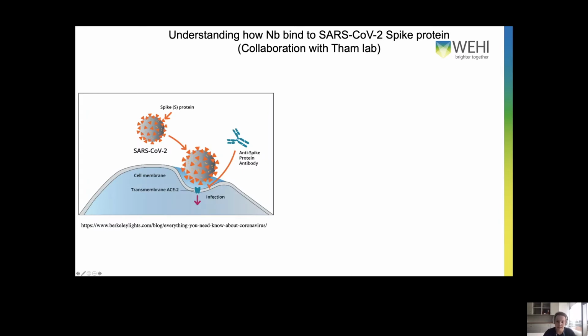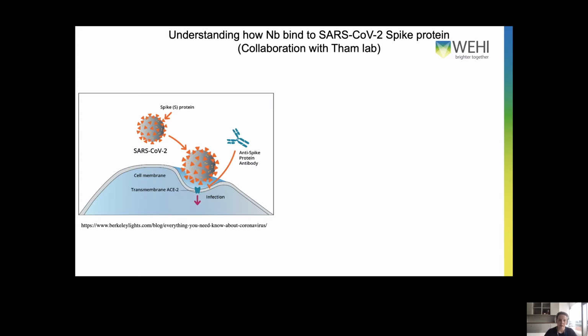And so the example of the single particle cryo experiment that I will be talking about today is what we recently did in collaboration with the TAM lab. We used single particle cryo to understand how neutralizing nanobodies bind to the SARS-CoV-2 spike protein.